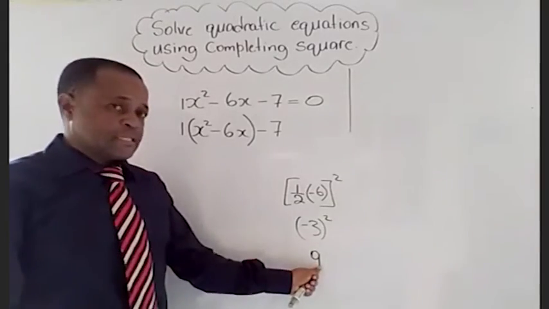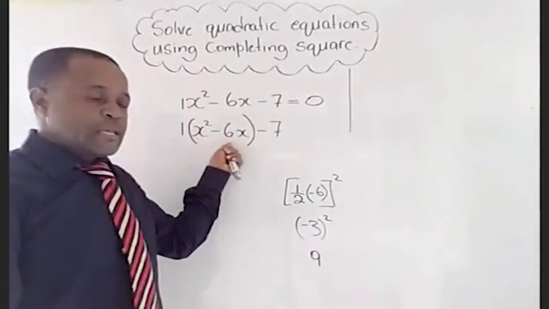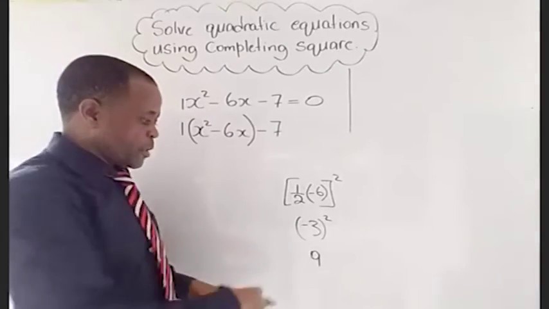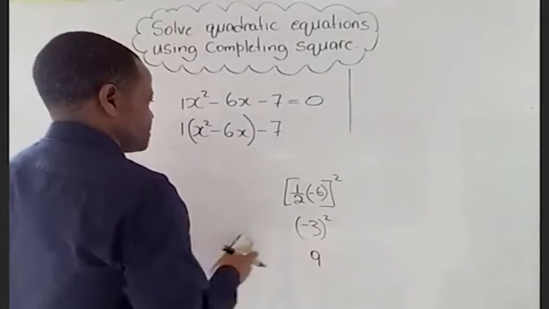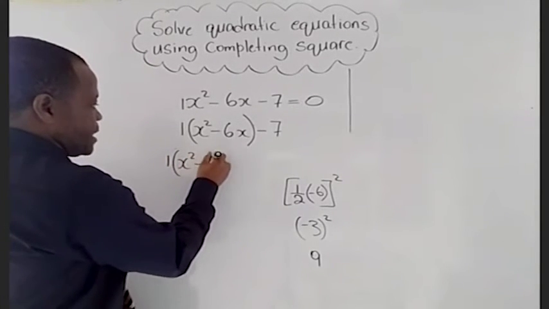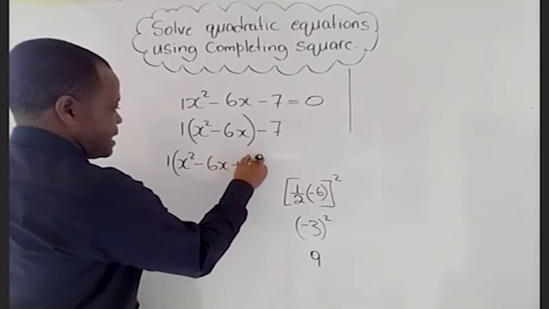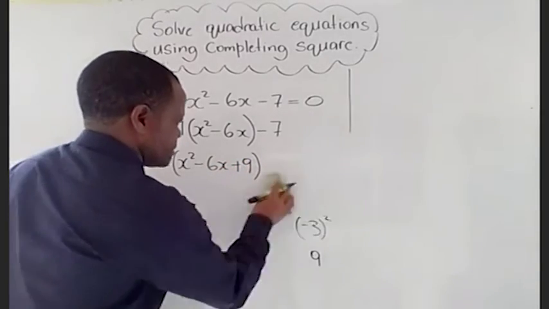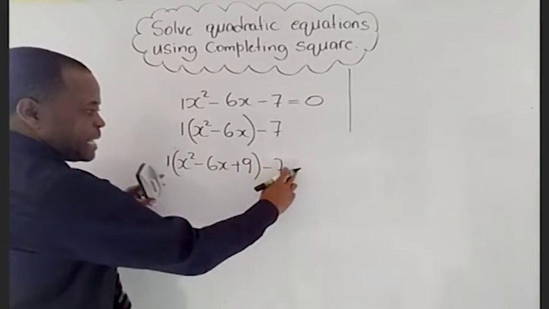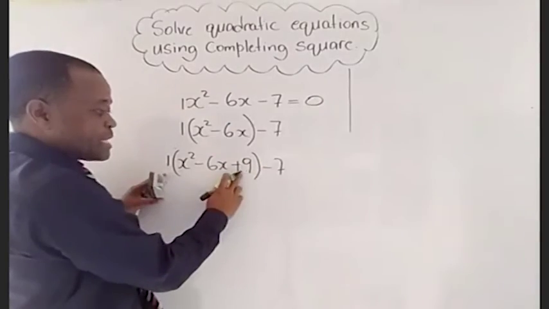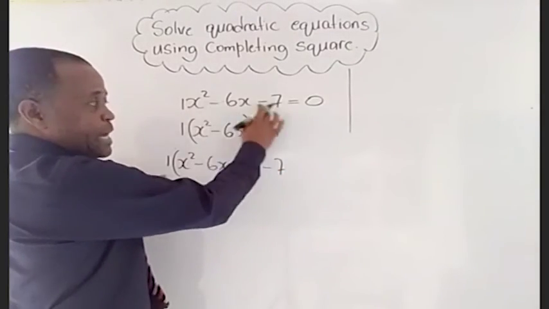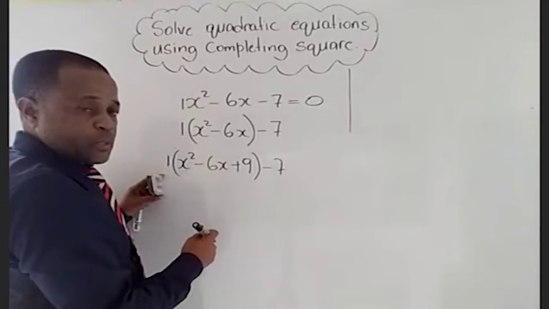Now, if I add this inside my bracket, what is inside there becomes a perfect square. So I'm going to add this inside the bracket. So this now becomes x squared minus 6x plus 9 minus 7. Now remember that I'm going to have to subtract, because since I add something inside here, I have to subtract something out here so that it remains the same thing as what we have up here.